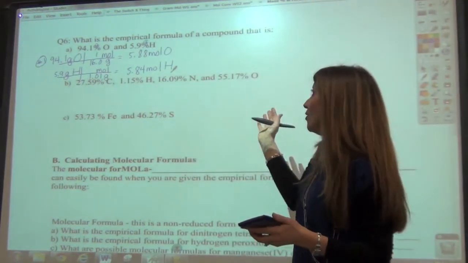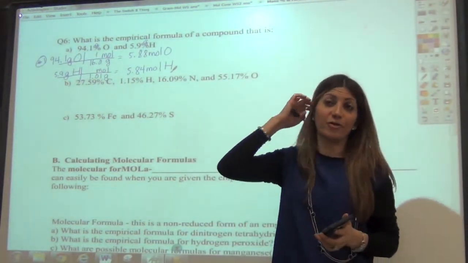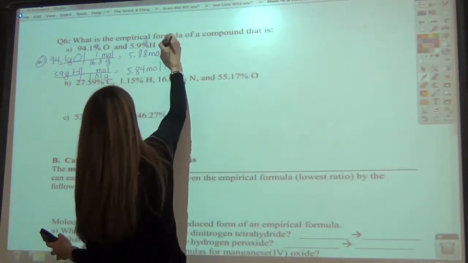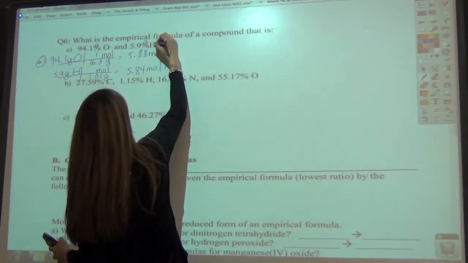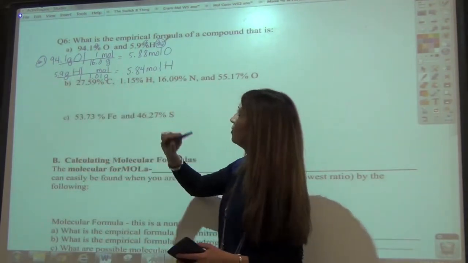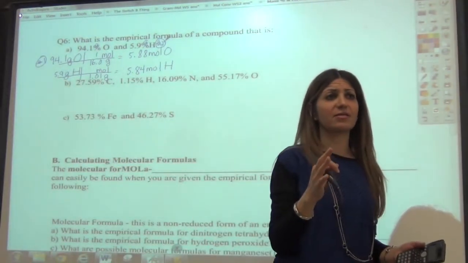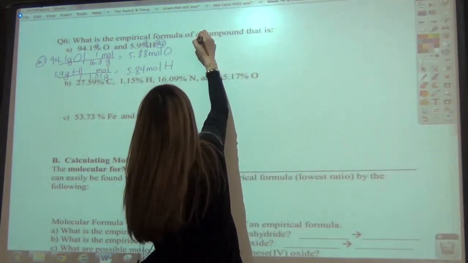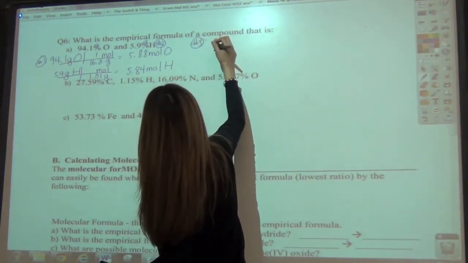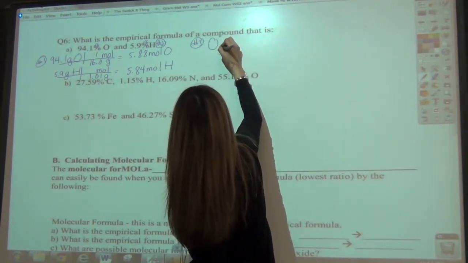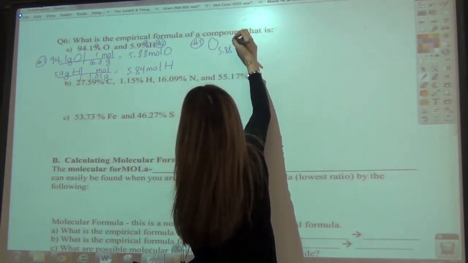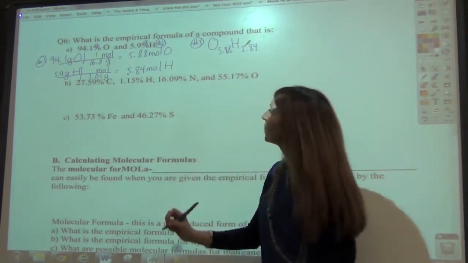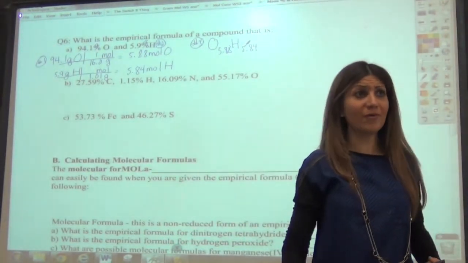So the more you go out, it's not even going to matter. The better your answer will be. Okay, so that's our second step. Our second step was to convert from grams to moles. The third step is, it said write your formula first. So step number 3 is write your formula, which is going to be O 5.88 and H 5.84. Okay, so again, don't round yet.